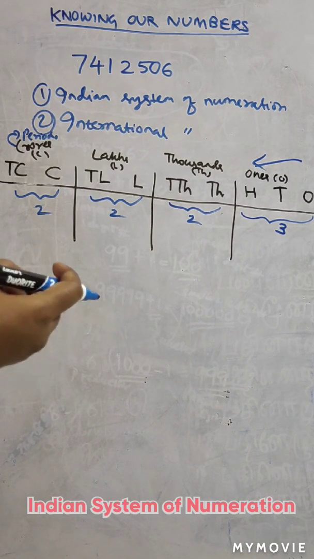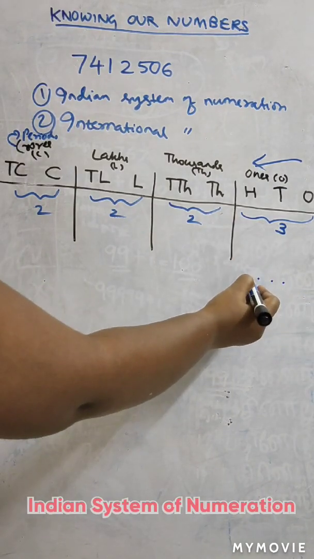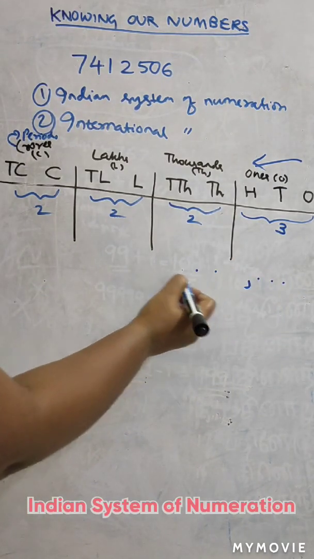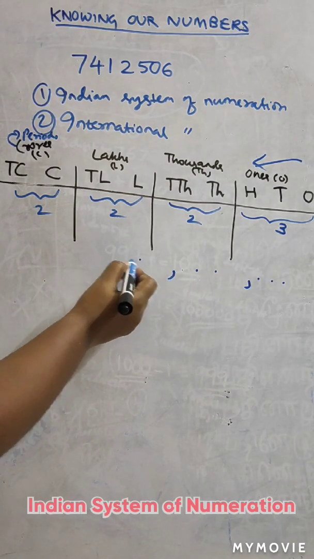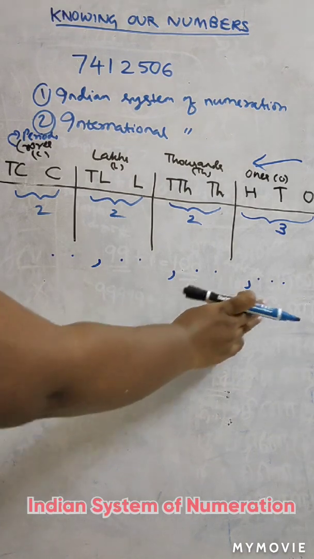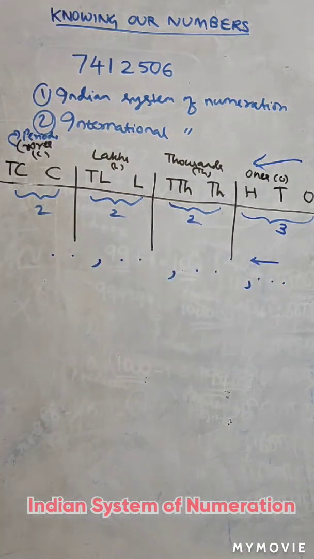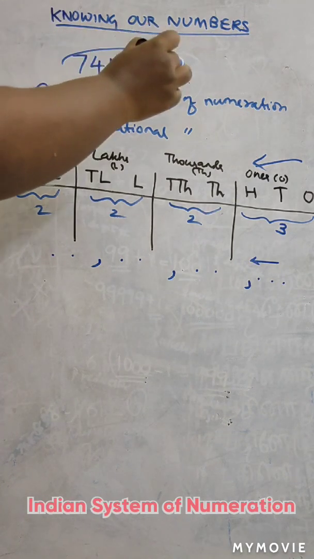Here we will place the first 3 digits from the right, then a comma, then we will group 2 digits, then again group 2 digits and then 2 digits. Like this it goes on. So here 3, 2, 2 and 2. This is how we write in the Indian system of numeration.